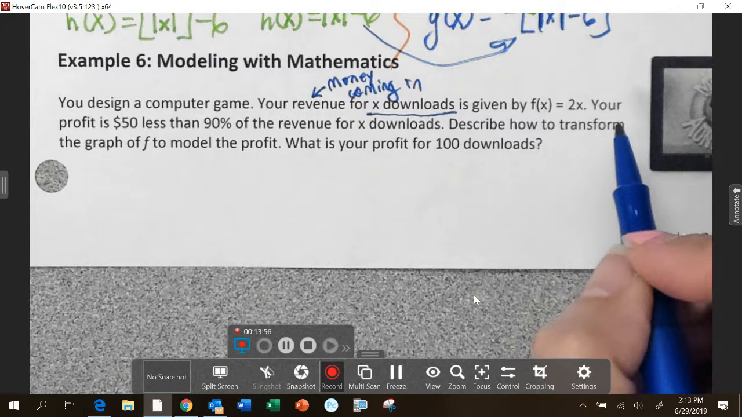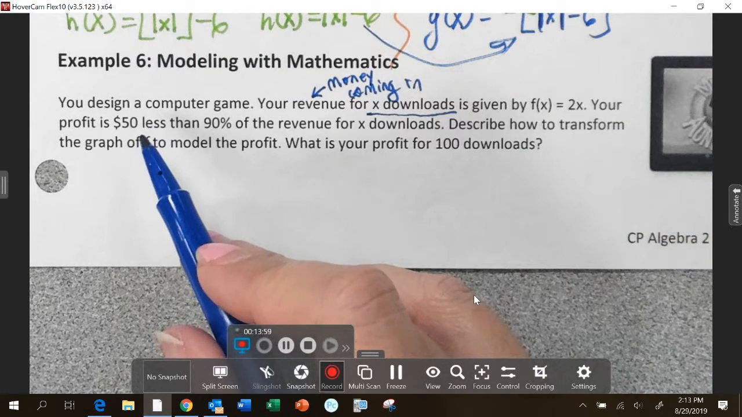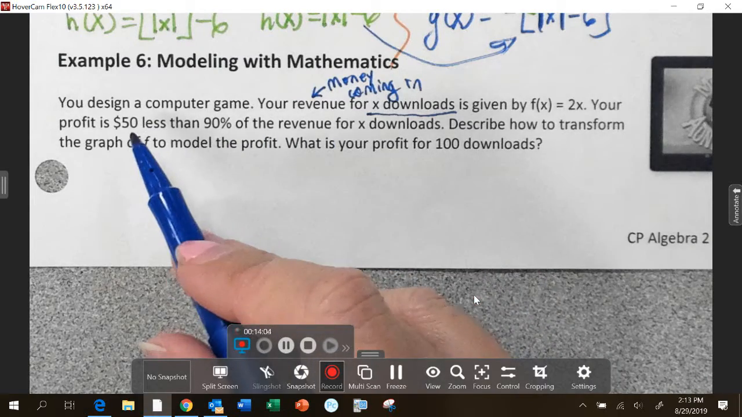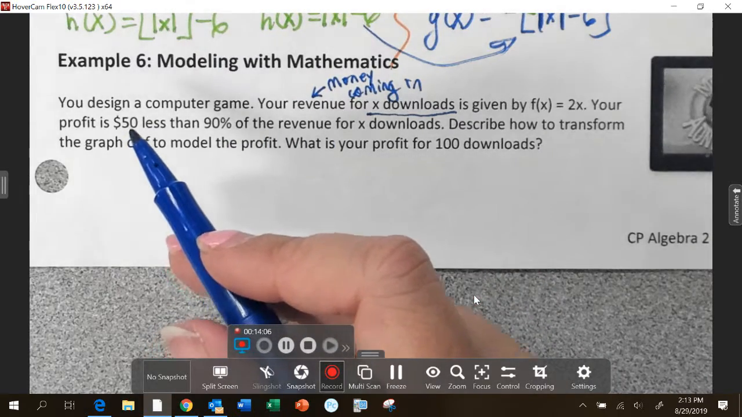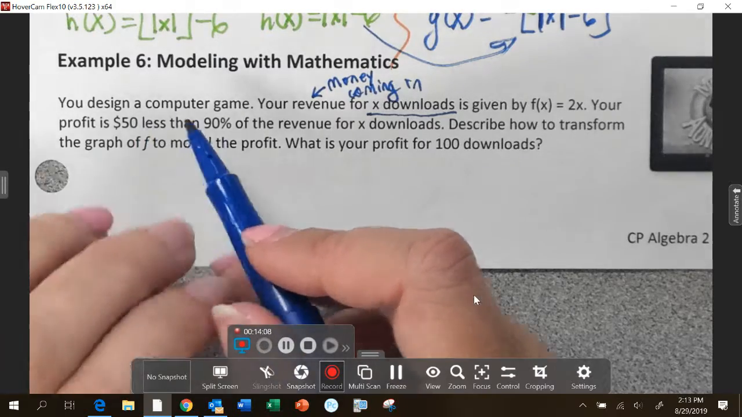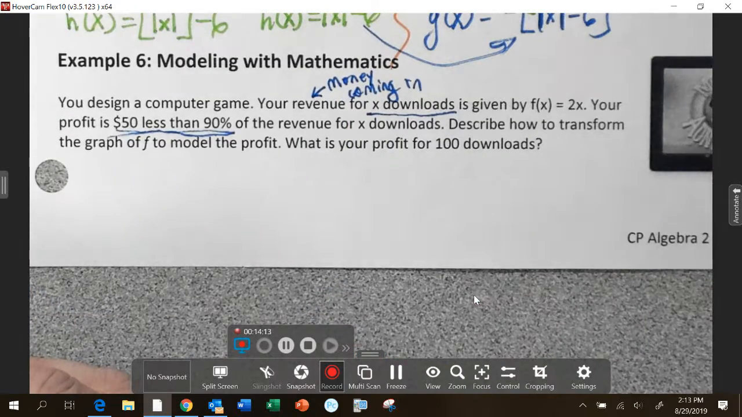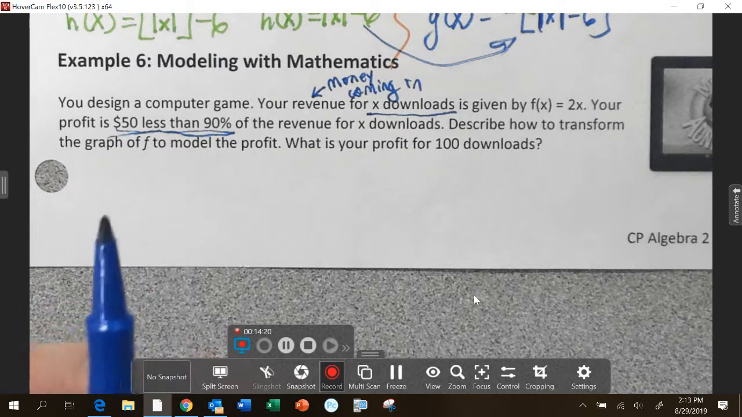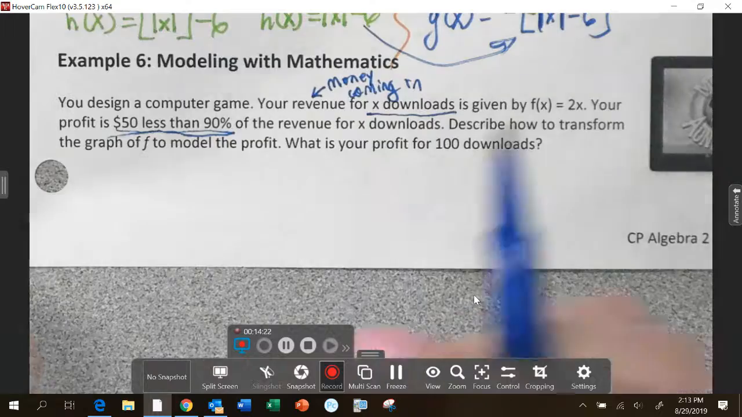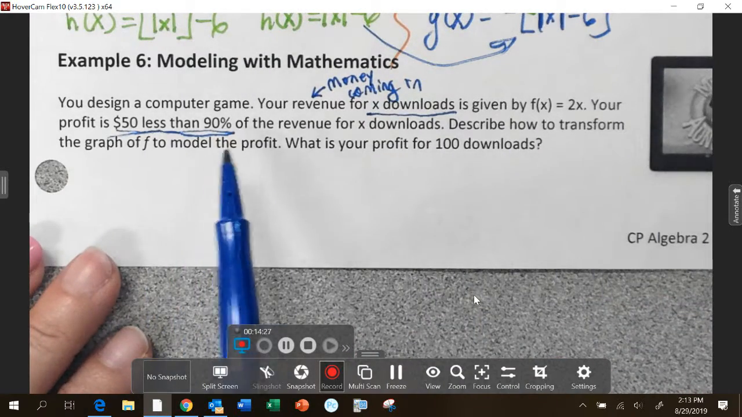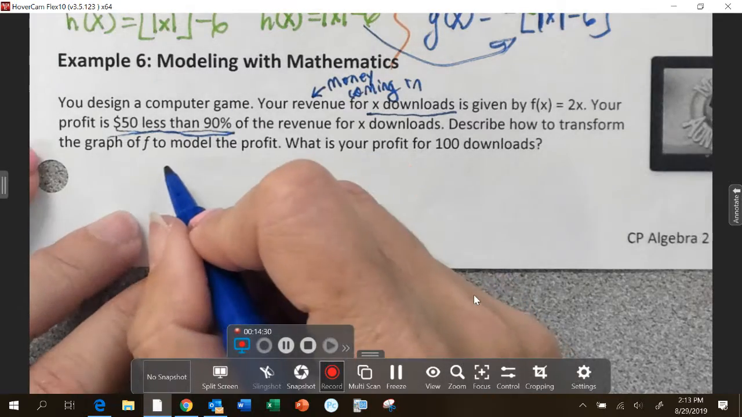$2 per download. Your profit is $50 less than 90% of the revenue. So the profit is like, after you pay your expenses, how much you actually get to keep. So it's $50 less than 90% of the revenue. So we have to take f of x, and we need to figure out what kind of transformations that would be and find the new equation for profit. So, $50 less than 90%. We're going to start with 2x.